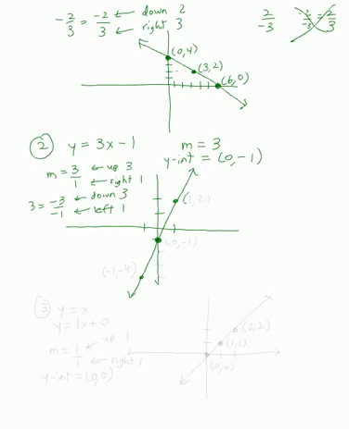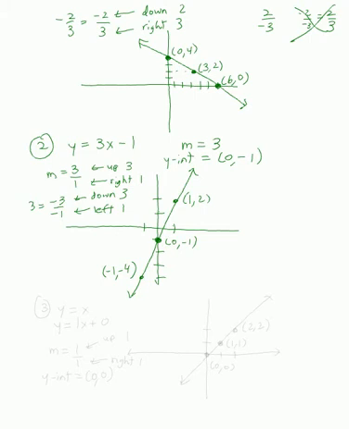Let's go ahead and label what we have. This point right here is 1, 2. This point is 0, negative 1. And this point is what? We went down 3. So this is negative 1, negative 4. And that's it.